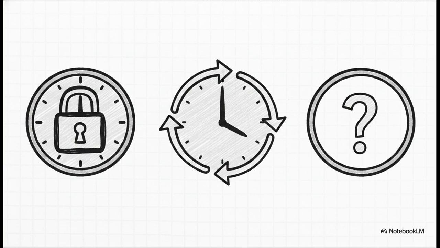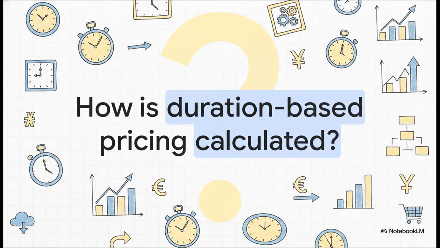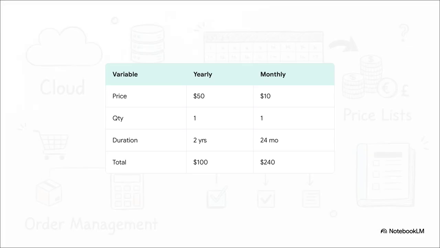Oh, and I have a huge setup tip for you here. Make sure your time unit of measure mapping is set up correctly in order management, because if it's not mapped, the system literally won't be able to display a price for your coverage item. So, assuming you've got all those units of measure properly mapped, you're probably wondering, how exactly is duration-based pricing calculated under the hood? Let's break down the math, because this brilliantly illustrates how all these variables interact.